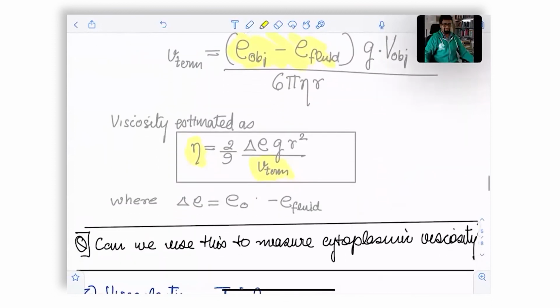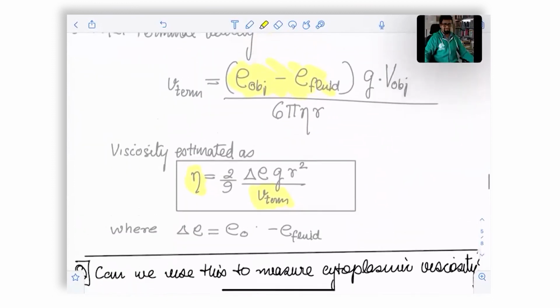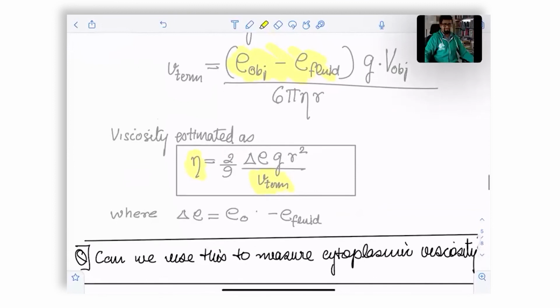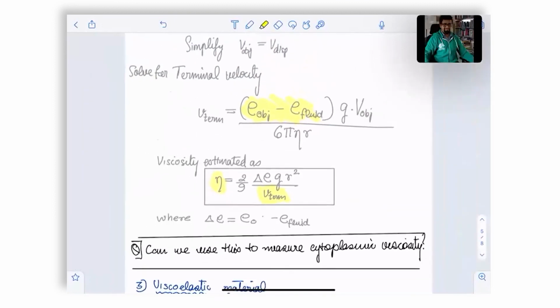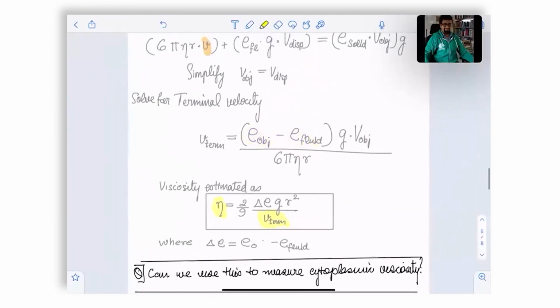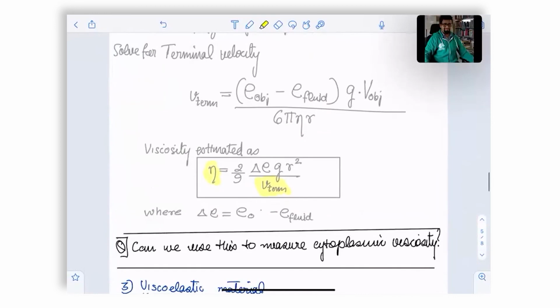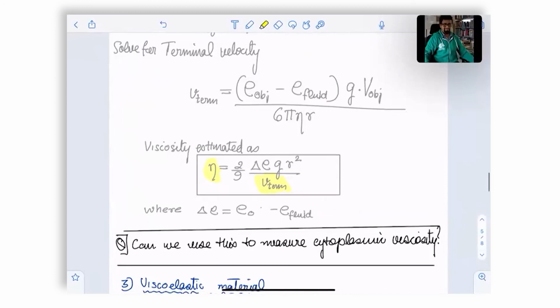So now the question becomes, can we use this to measure cytoplasmic viscosity? What is cytoplasmic viscosity? It's the viscosity of the cytoplasm. Can we use a ball drop viscometer to measure it? If so, then how? If not, then why not? And if not, then how should we measure it otherwise? And I will have these discussions in a demonstration that I will do for you subsequently.